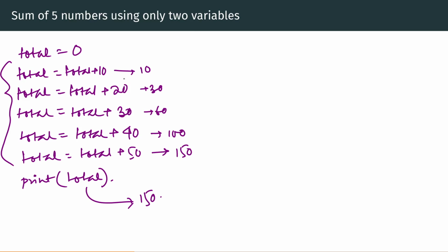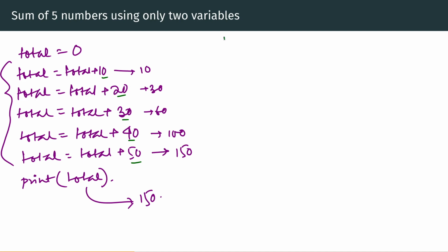Now in this set of statements, we have added 10, 20, 30, 40, 50, right? But what we really want to do is add the numbers that are provided by the user, not 10, 20, 30, but whatever the user chooses. And in order to do that, what we need is the input function, right? So how do we do that?